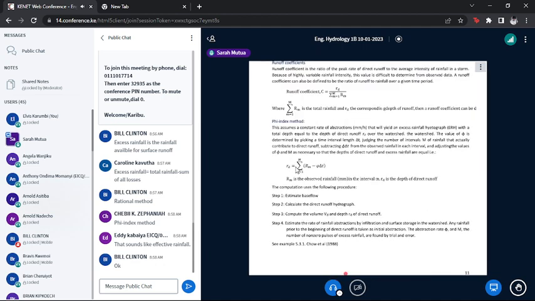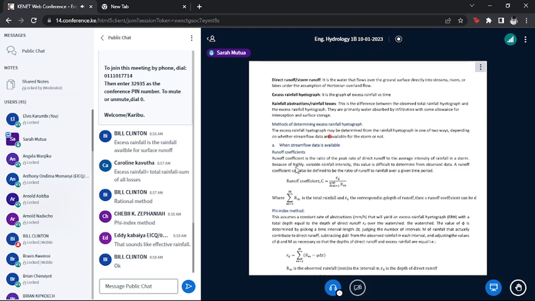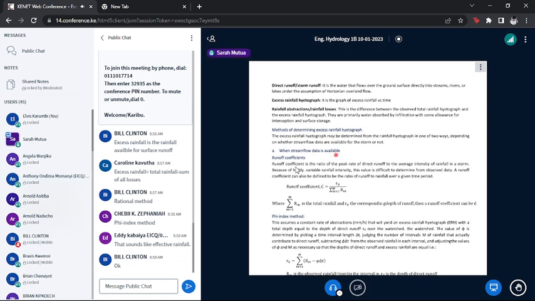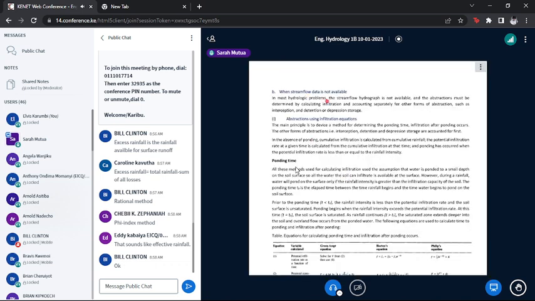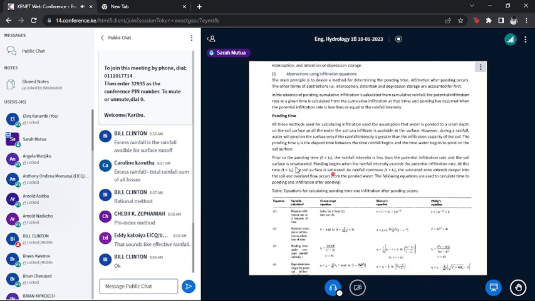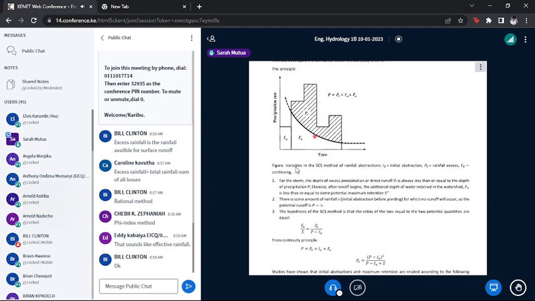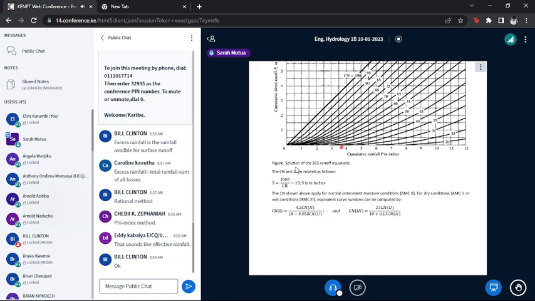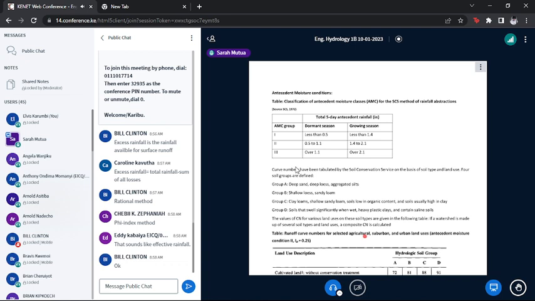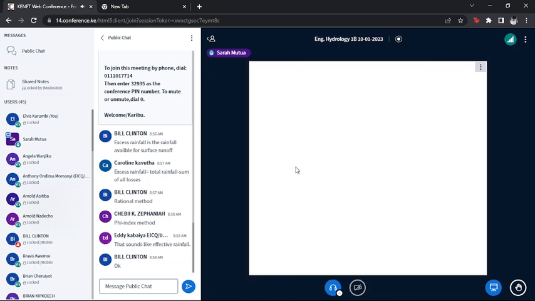We have two categories of methods. One, when stream flow data is available, then you can use runoff coefficients and phi index. When stream flow data is not available, one method is calculating abstractions using infiltration equations. And secondly, you can use the SCS method for abstractions, where you use the curve numbers. I don't know whether you came across the curve number method. But it is the SCS method of abstractions, and so forth.